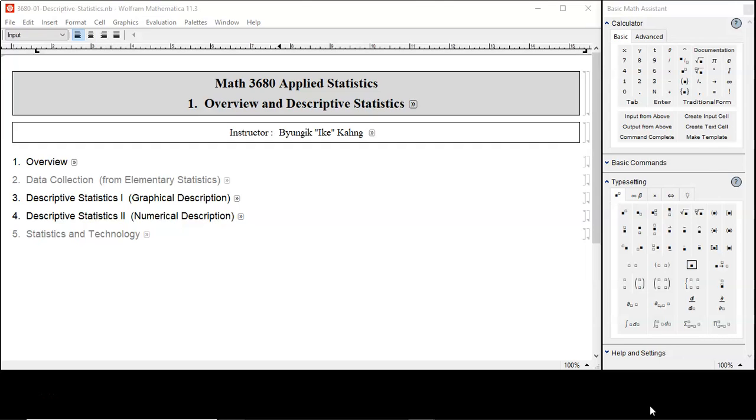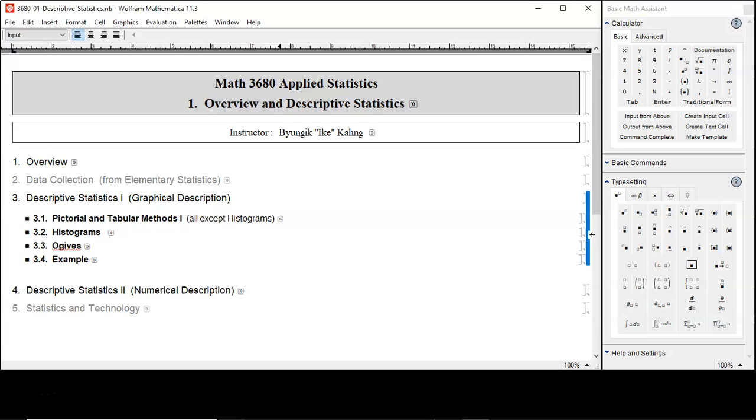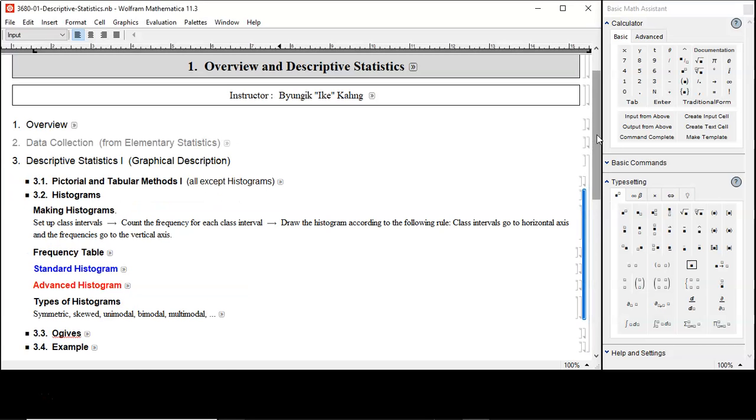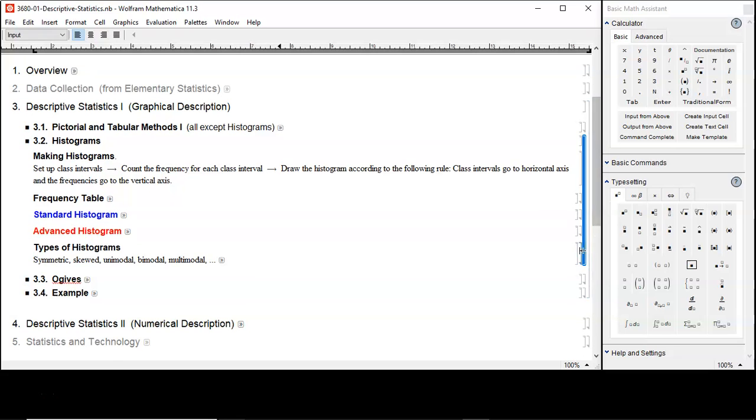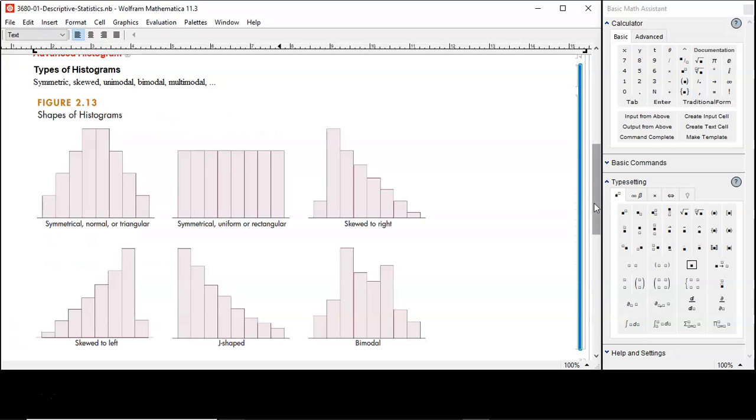Hello students, welcome back. I completed this entire notebook, so I thought, but it turned out that I skipped a couple of topics, so I came back. One is this issue here. When I talked about everything about histograms, I missed this part.